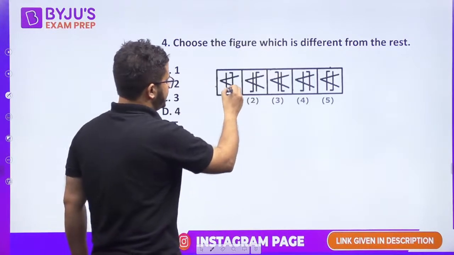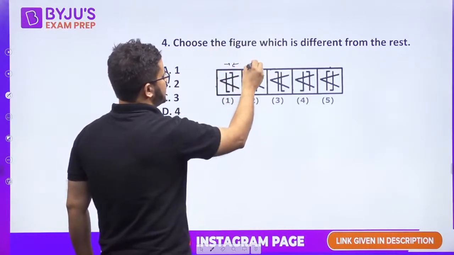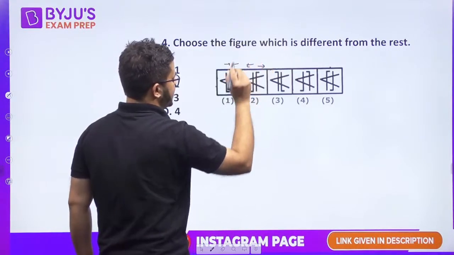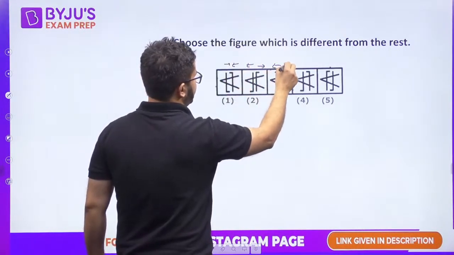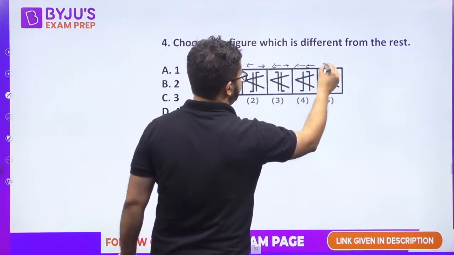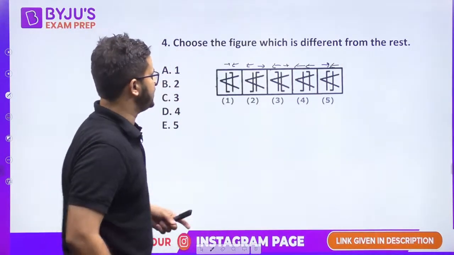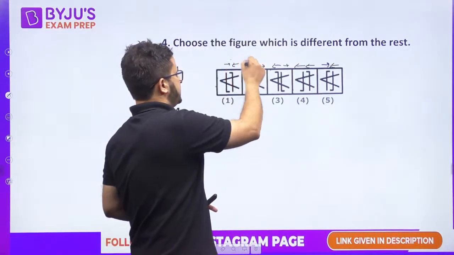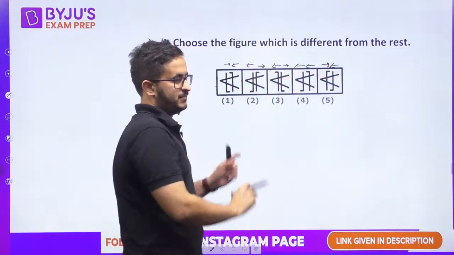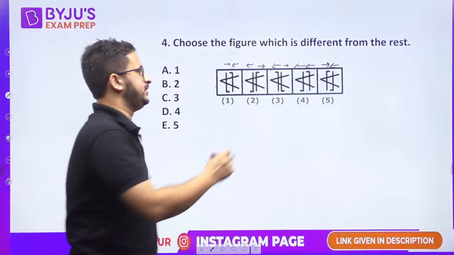Okay, so if you see, this is pointing to the right side, the second one is pointing towards the left side. This is pointing left side to right side, left side, right side, left side, right side, left side. So if you see this, in all the options it is facing opposite directions. Maybe they are facing towards each other or away from each other, but not in the same direction.